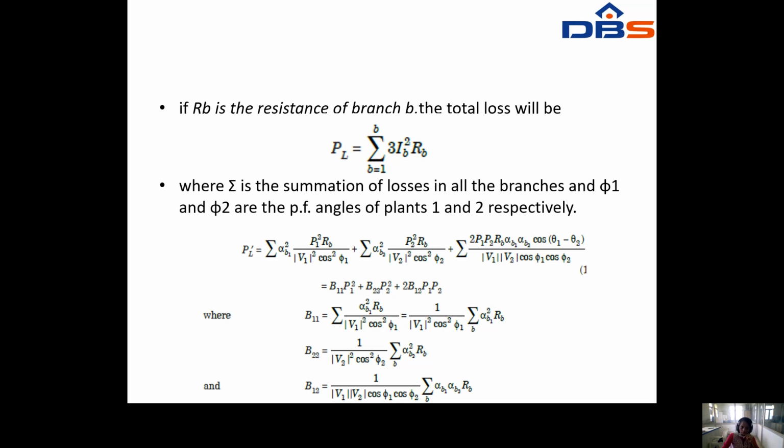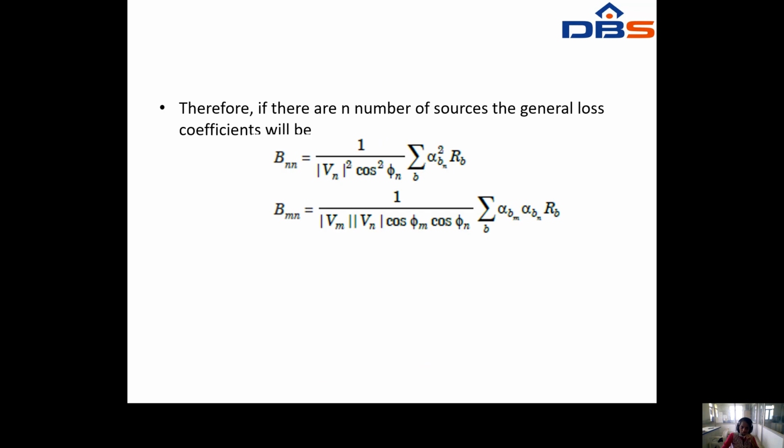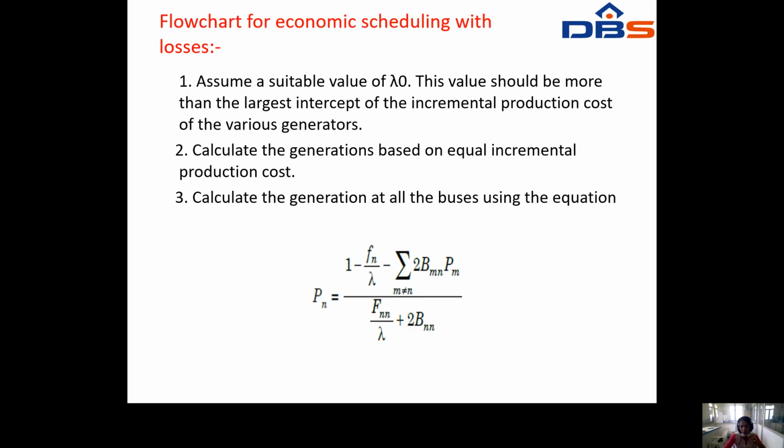Therefore, if there are n number of sources, the general loss coefficient will be B_nn equal to 1 by V_n square cos square phi_n sigma of alpha_Bn square R_B, and B_mn equal to 1 by V_m V_n cos phi_m cos phi_n sigma of alpha_Bm alpha_Bn R_B. Okay.